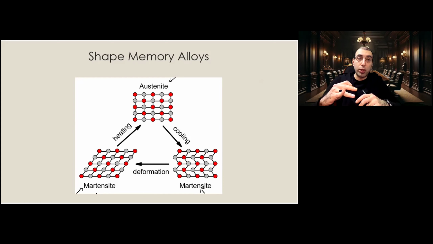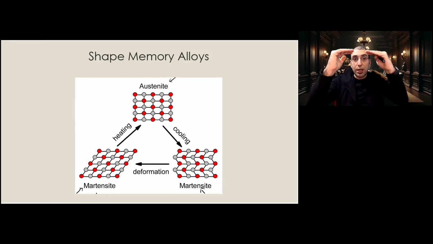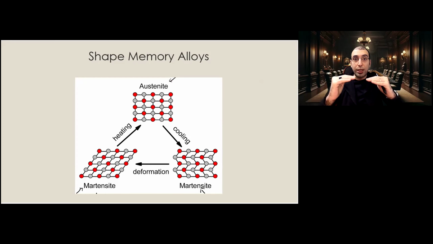If you heat your shape memory alloy up, depending on the type of shape memory alloy that you have, these temperatures could vary. Even with one type, we could alter these transition temperatures. But imagine you have two distinct ones, and above that, you get austenite, and at the lower temperature, you get martensite. You get this phase transition into different crystal structures by heating up and cooling it down. So that's the basic concept: when you have martensite and heat it up, it goes to austenite, and you cool it down, it goes to martensite again.